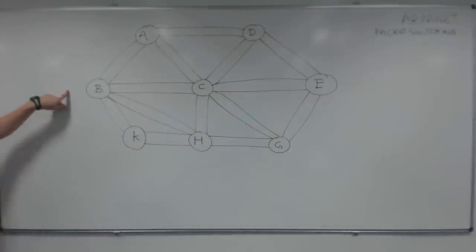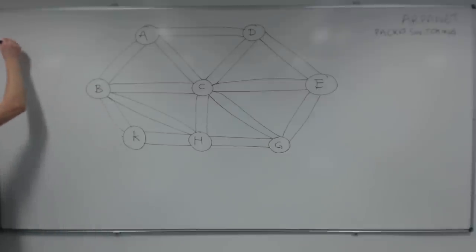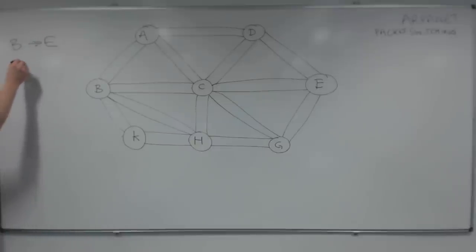We want to send a message that consists of four packets of data. So, from B to E. Okay, we've got four packets. Now, I'm just going to number them: 1, 2, 3, 4. Okay?